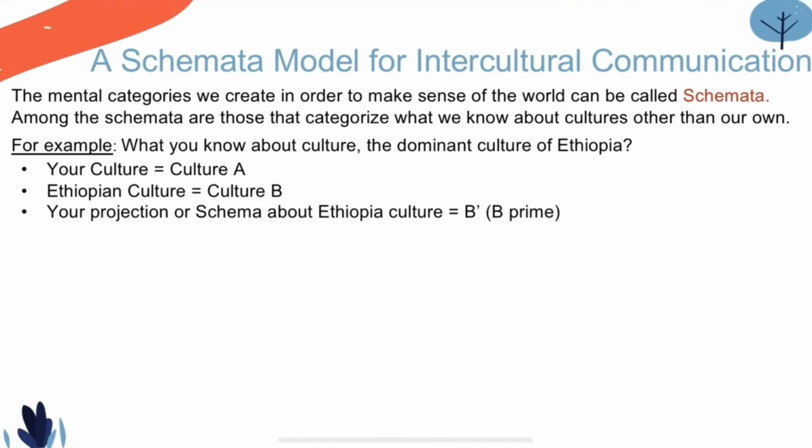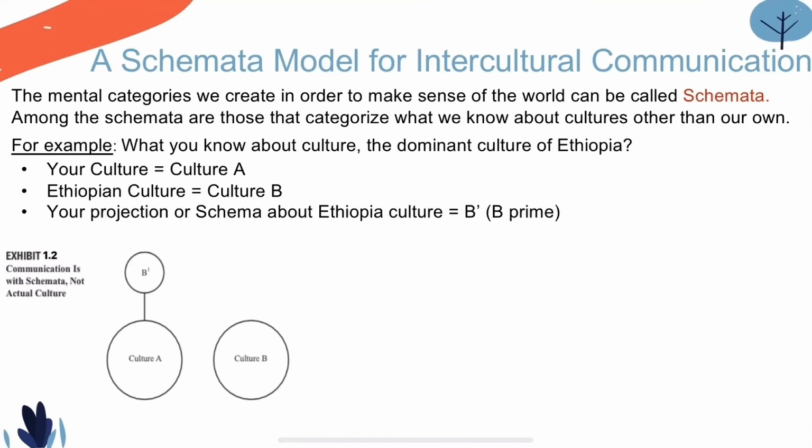Exhibit 1.2 shows that if you imagine yourself traveling to Ethiopia for business purposes, you may be able to make a further projection, based on the categories in your schema, of what you can expect to find. Furthermore, if you attempt to communicate with an Ethiopian counterpart for business purposes, you will probably communicate with your mental projections of Ethiopian culture.